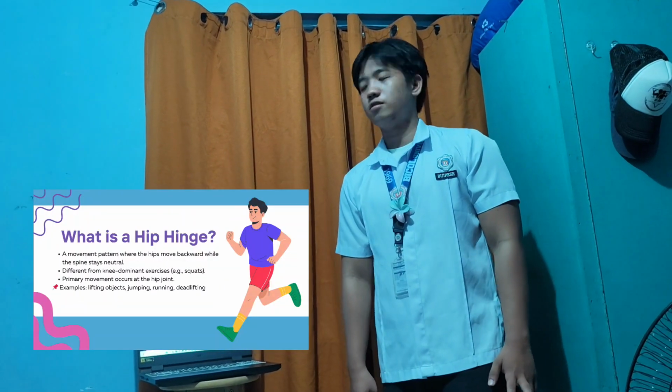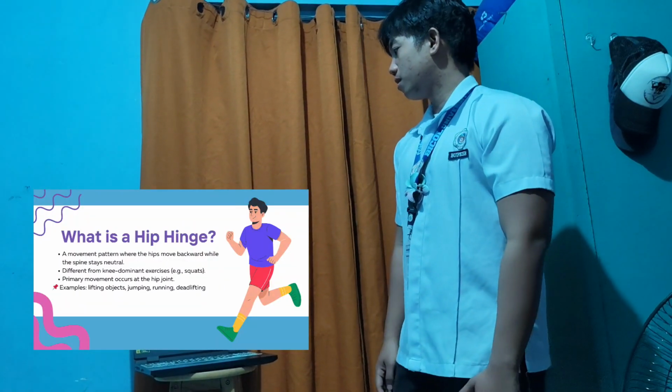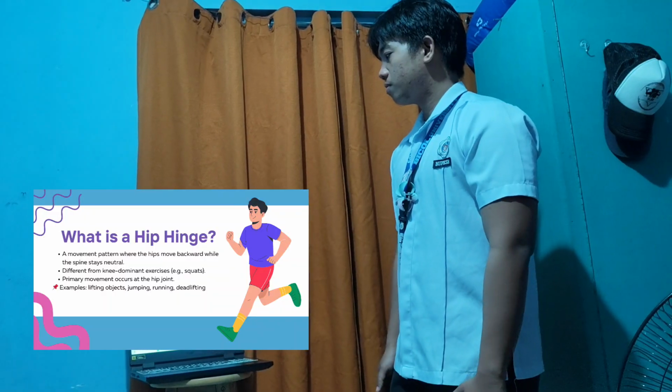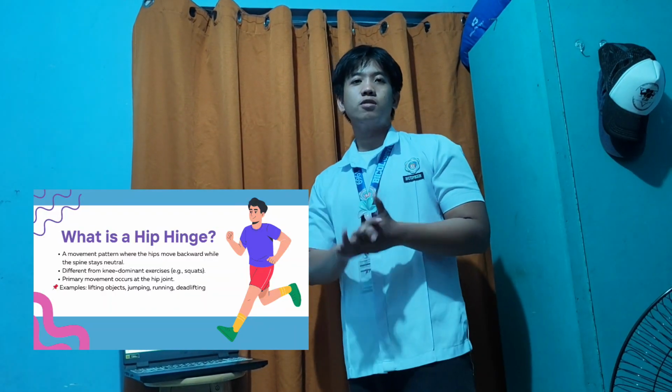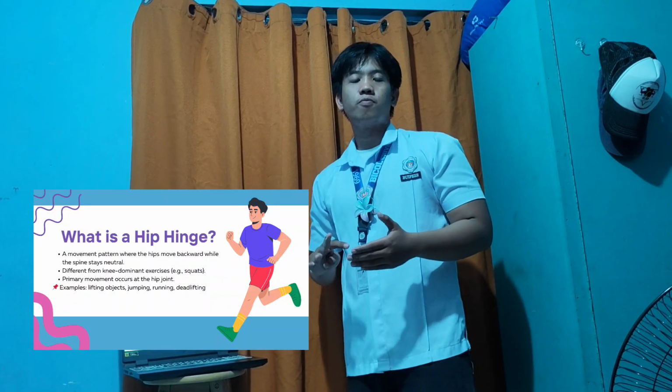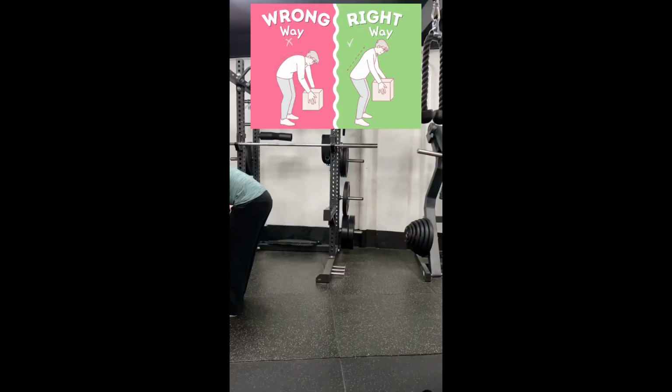So what is a hip hinge? A movement pattern where the hips move backward while the spine stays neutral. So I will show you a video demonstration showing a proper form of a hip hinge.